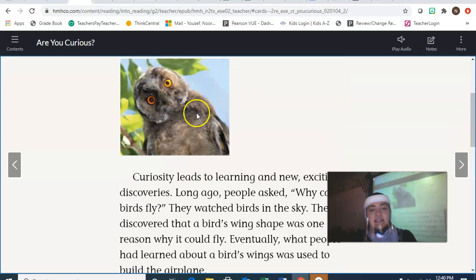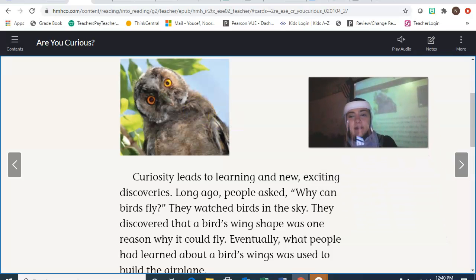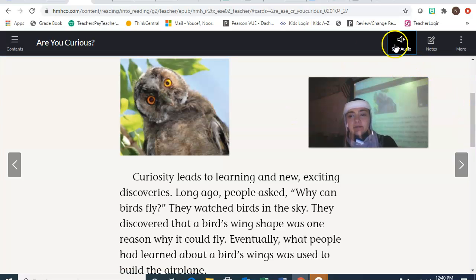Oh, look at this. What is this a picture of? A birdie. It's not a birdie. It's an owl. Oh, man, that owl is like, woo, woo. All right, anyway, let's go ahead and read.